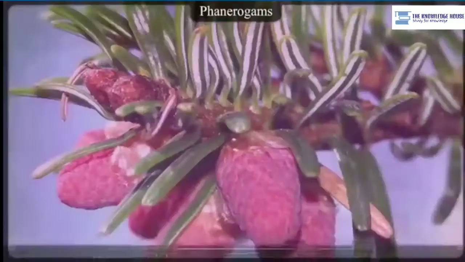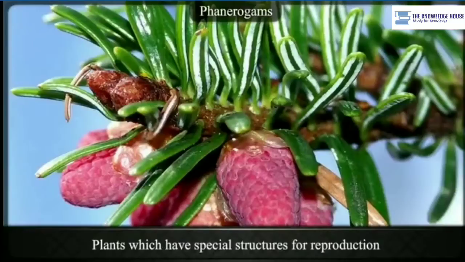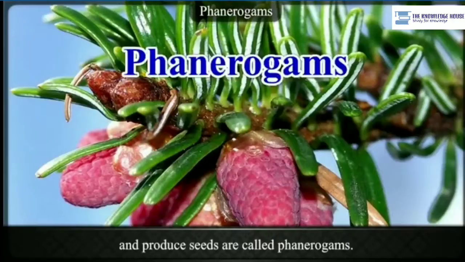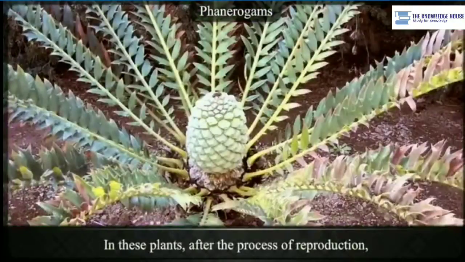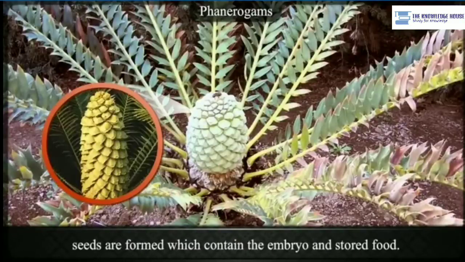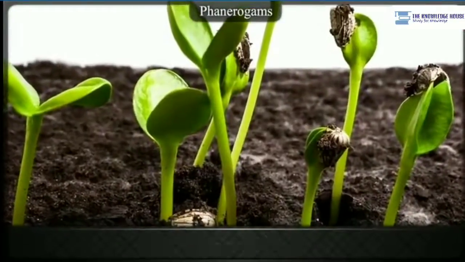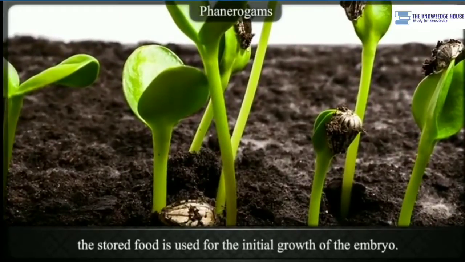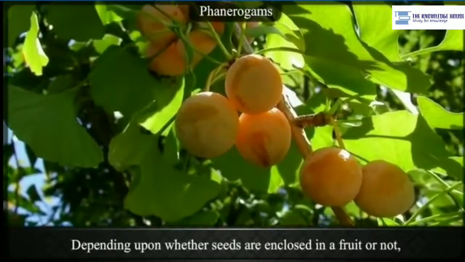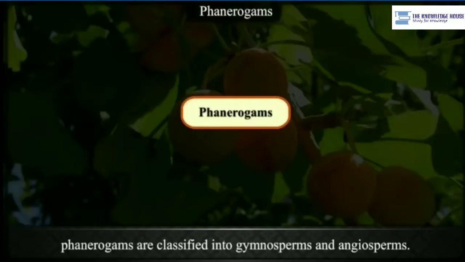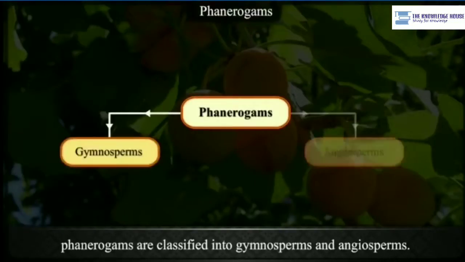Phanerogams. Plants which have special structures for reproduction and produce seeds are called phanerogams. In these plants, after the process of reproduction, seeds are formed which contain the embryo and stored food. During germination of the seed, the stored food is used for the initial growth of the embryo. Depending upon whether seeds are enclosed in a fruit or not, phanerogams are classified into gymnosperms and angiosperms.